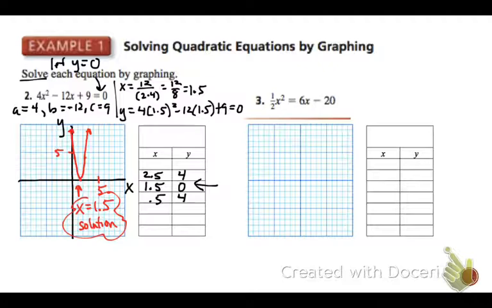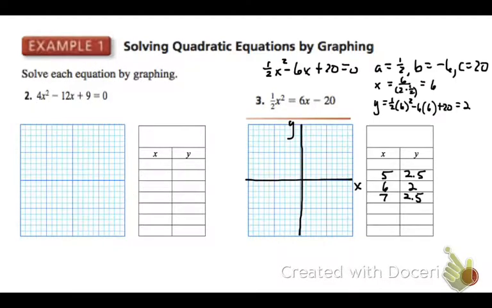So now let's graph number 3. Notice it's not in standard form. So the first thing we need to do is arrange it into standard form. So use the rule to move your terms over to the side where the x squared is. So we're going to move everything over to the left side of the equal sign. And we'll end up with 1/2 x squared minus 6x plus 20 equals 0. Pick out A, B, and C, and then find your vertex. So our vertex is at 6, 2.